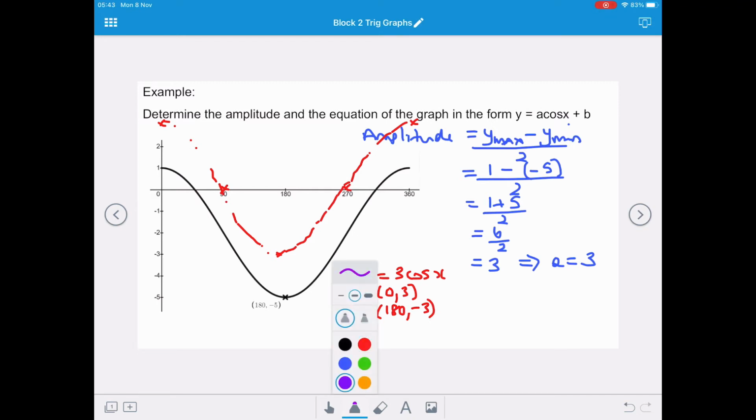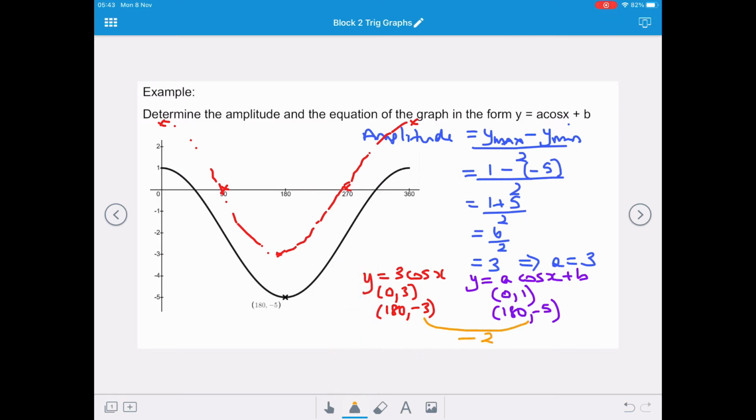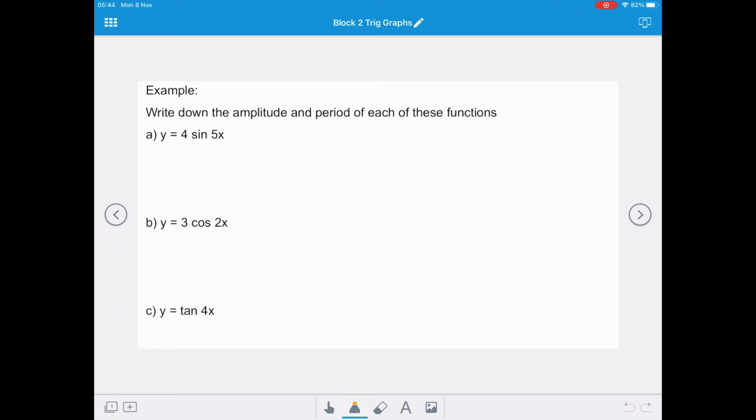So on our y equals a cos x plus b curve, our maximum value is at 0, 1 and our minimum value is at 180, negative 5. So you can see that that shift downwards is minus 2 vertically. So b equals negative 2, giving us our equation of y equals 3 cos x for our stretch and minus 2 for our vertical shift down.